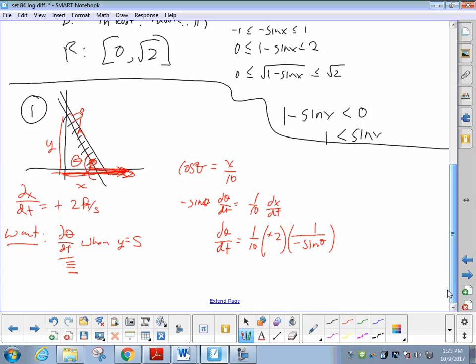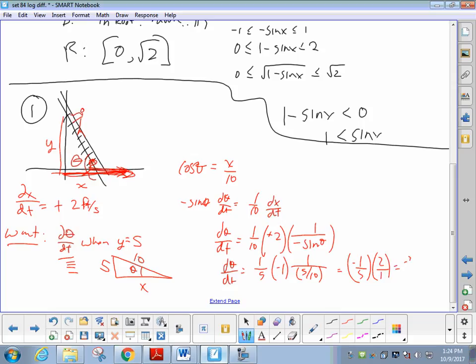Now we need the instant. At the instant, if I draw the instant here, isn't the hypotenuse always 10? And the instant they talk about is y equals 5. Do I need this side x, or do I have everything I need to say the sine of theta? I have sine of theta. What's sine of theta? 1/2, right? 5 over 10. I don't need the x side. Sometimes I might have to find it, but I didn't need to here. So at the instant they talk about, I'm looking at negative 1 over 10/5, 5/10. With a little cleanup, negative 1/5 of 2 over 1 is negative 2/5.